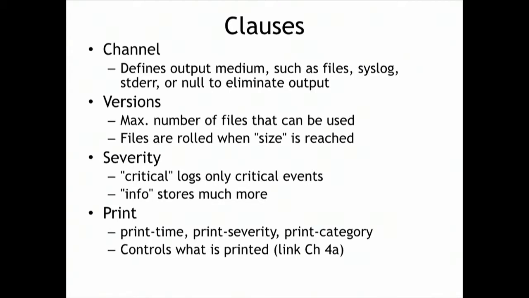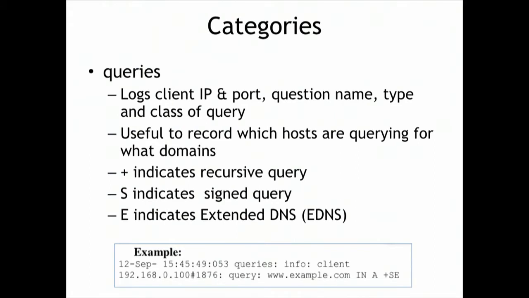You can decide how severe the events you log are, maybe only critical events, maybe you want to have informational events logged so you have more information, but you're going to be able to store less log files in the same space. And you can control what's printed out in the messages. You could log every query. It's going to make a lot of log data, but then when you go to what we're going to do in the second half, where we're looking for specific kinds of evil attacks on DNS, it'll be useful. So plus would indicate a recursive query here, and S indicates a signed query, and E indicates extended DNS if you have that, which remember is the protocol that lets you send DNS replies up to 4096 bytes over UDP instead of the original 512 bytes.